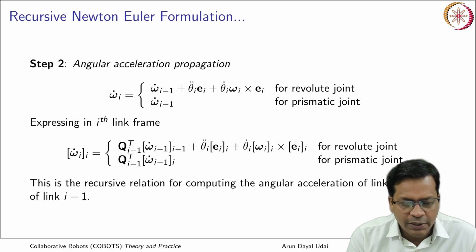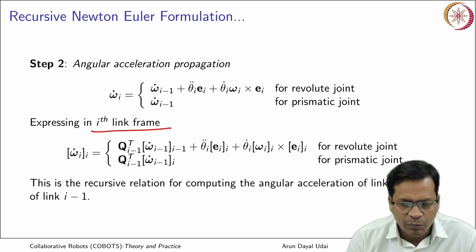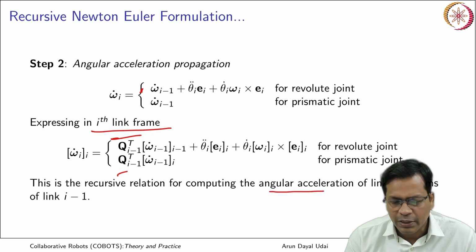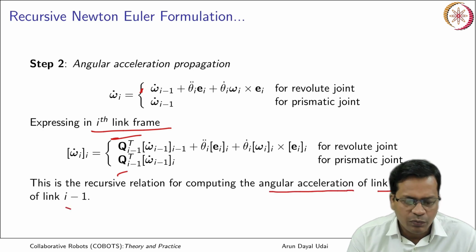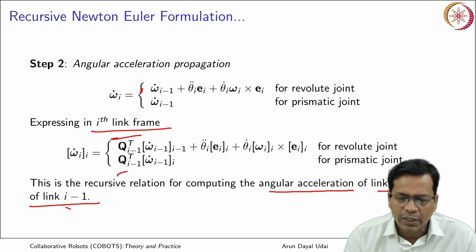So now expressing in ith frames, similar to what we did in the previous slide. So exactly the same, you have to multiply this with Qi minus 1 inverse, that is transpose, those are here, and it makes the recursive relationship for computing the angular acceleration of link i in terms of link i minus 1. So if you know for the ith link, you know for the i minus 1th link also. This way you can.